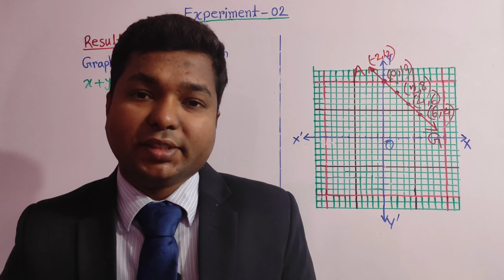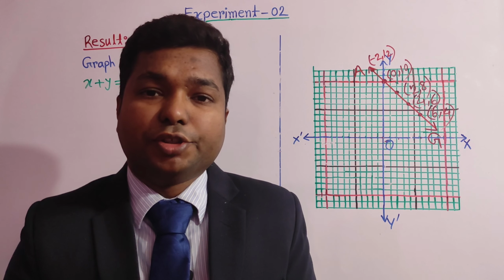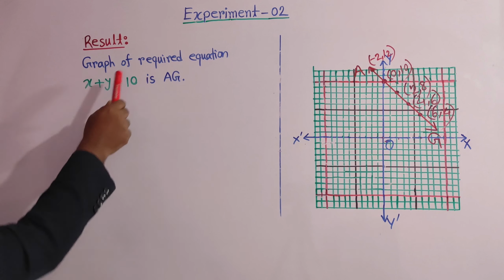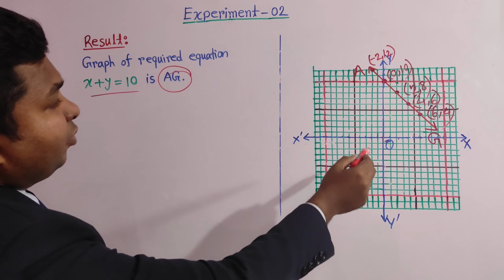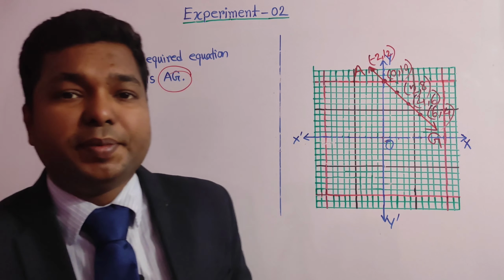Now our final step, result. In this experiment we have to draw the equation of a straight line. So the result, graph of required equation x plus y equal to 10 is AG. From the graph paper the required straight line is AG. So this is our experiment 2.